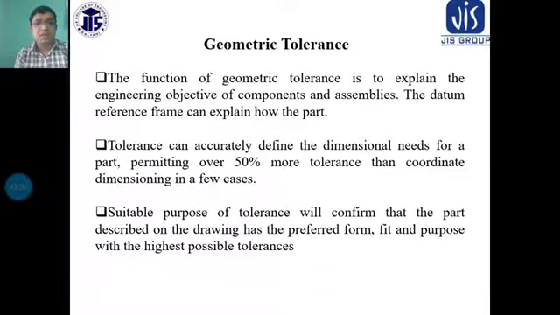Similarly, the tolerance can accurately define the dimensional needs for a part, which means permitting over 50% more tolerance than the coordinate dimensions in a few cases. Suppose we do not give the proper tolerance, like the 50% more tolerance, on the component in the assembly or the fittings, then difficulties will arise. A suitable purpose of tolerance will confirm that the part described on the drawing has the preferred form, fit and purpose with the highest possible tolerance.